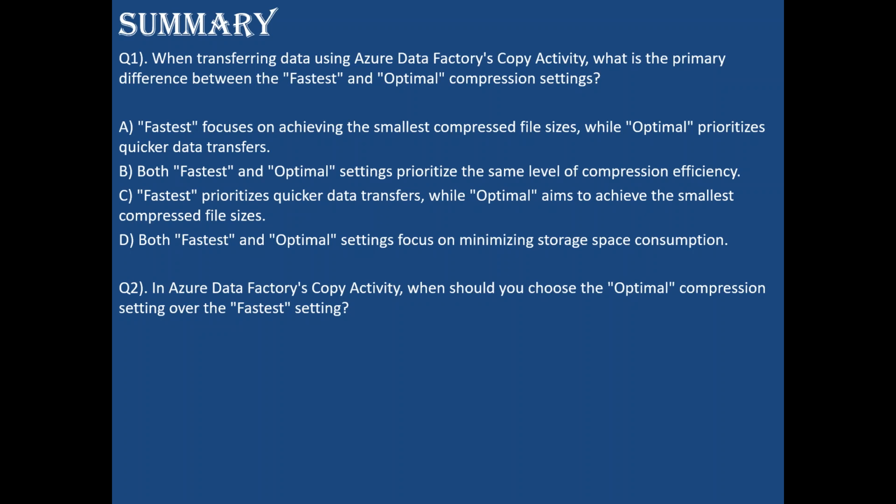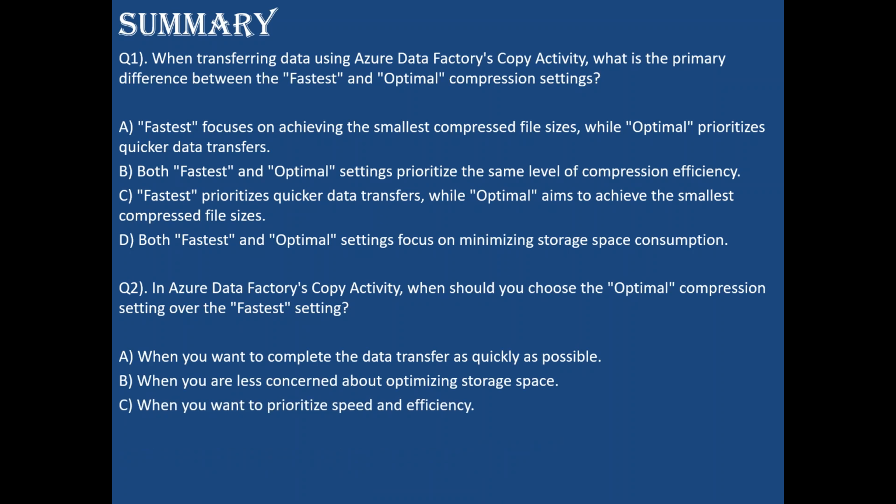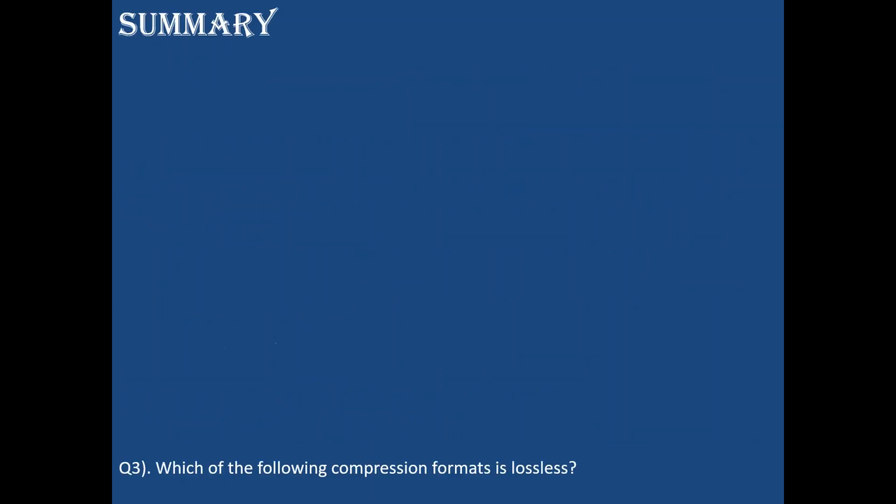In Azure Data Factory copy activity, when should you choose optimal compression setting over fastest? Optimal is for saving the storage. If you want to complete data transfer as quickly as possible, no. When you are less concerned about optimizing storage space, no. When you want to prioritize speed and efficiency, no. When you want to achieve the highest compression efficiency and optimize storage space, that is the option D we are going to use for optimal. So option D.